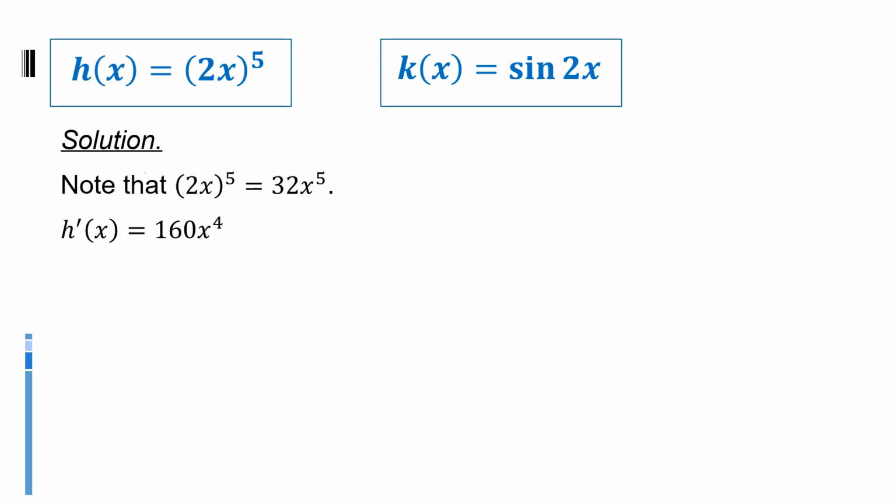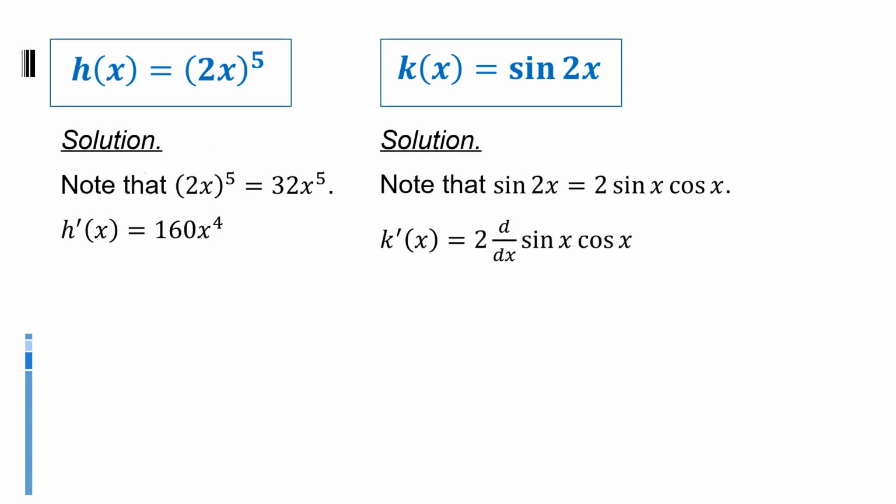Sa kabila naman, k of x is equal to sine of 2x. Again, the derivative is not equal to cosine of 2x. Okay? So mali yan. So we note that sine of 2x is equal to 2 sine x cos x. Then, differentiating, we have 2 times the derivative of sine x cos x. And we have here a product. So gagamitan natin siya ng fg plus gf.